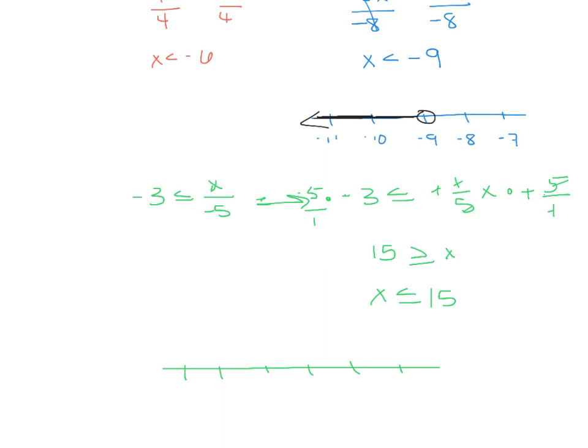And we have 12, 13, 14, 15, 16, 17. We have a less than or equal to, so it's not just open, you've got to fill it in, and it points to the left, so we're going to point our arrow to the left.